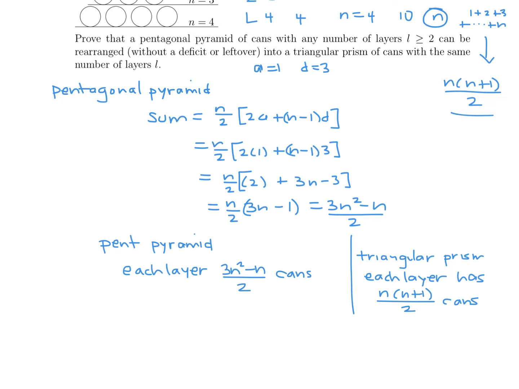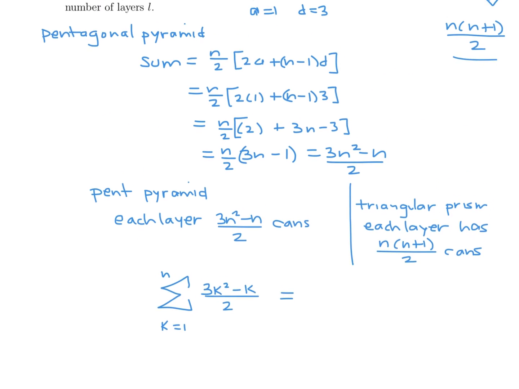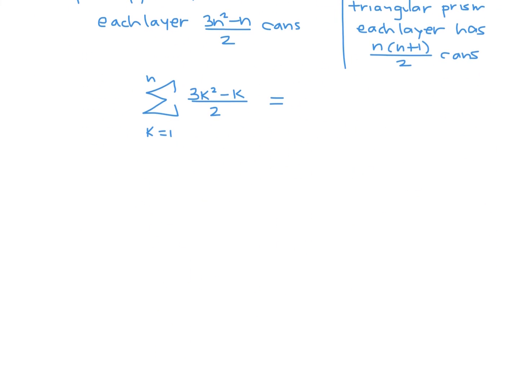So we have to somehow show the following. We have to somehow show that if you take the sum of all these guys, so (3k squared minus k) over 2, from k going from 1 to n, that's going to be equivalent to this times n, because it's got to have the same number of layers, right? Yeah, same number of layers. Okay, so we have to show that this is equivalent to this.